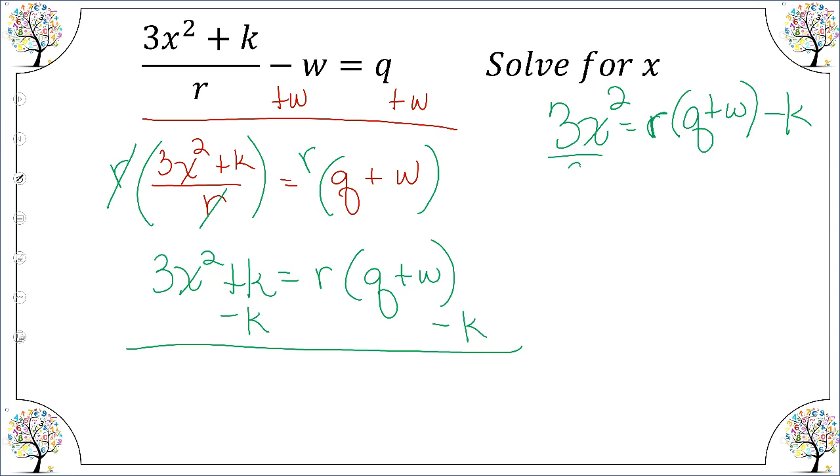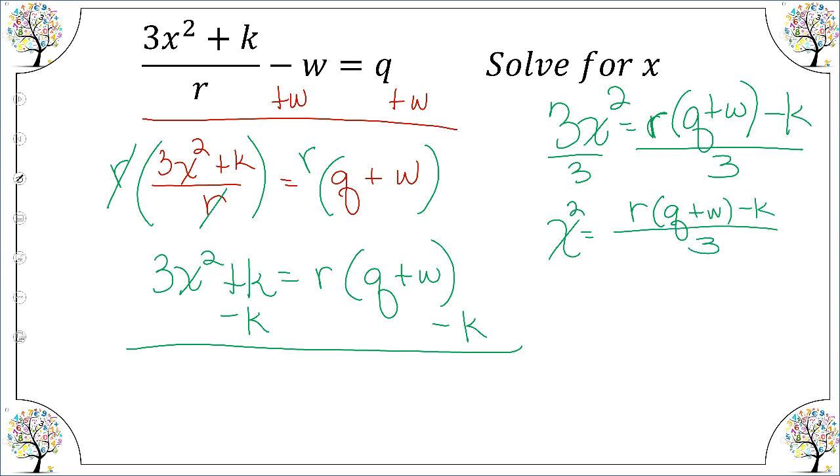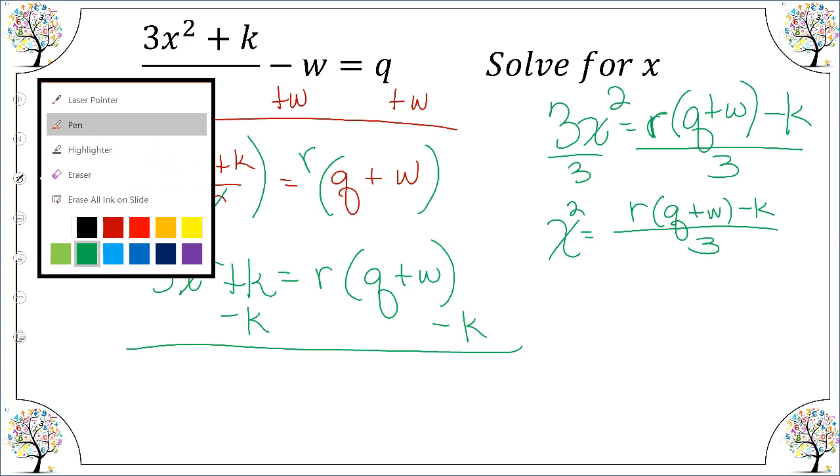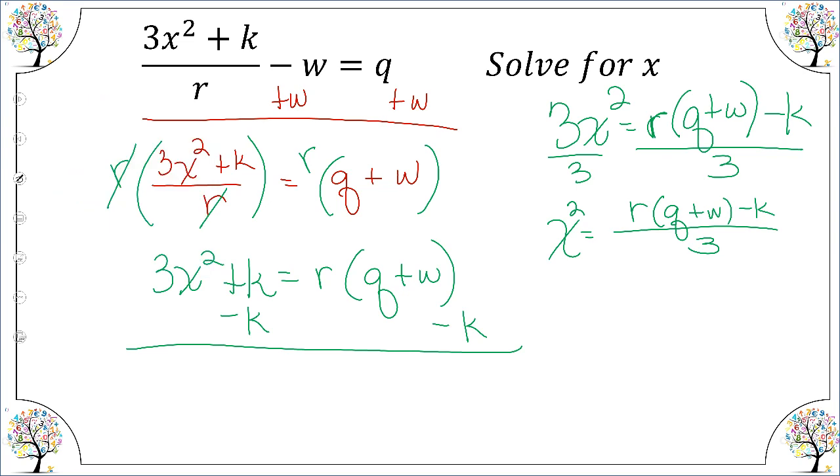Now we need to divide by 3. And then we're going to take the square root. And when I take the square root, I'm going to remember my plus and minus.